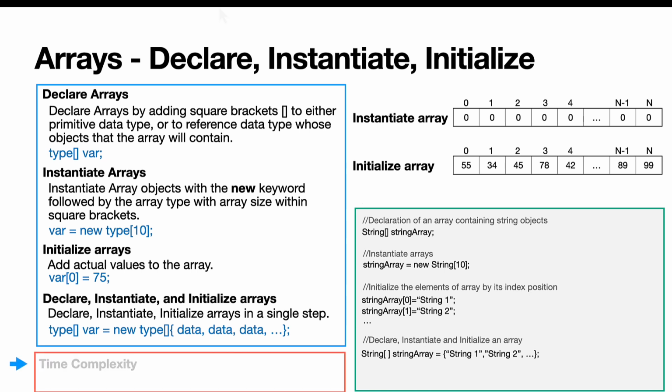Since elements are added at each index of the array, the time complexity to create an array is O of n, and since space is allocated for each element of the array, the space complexity to create an array is O of n.